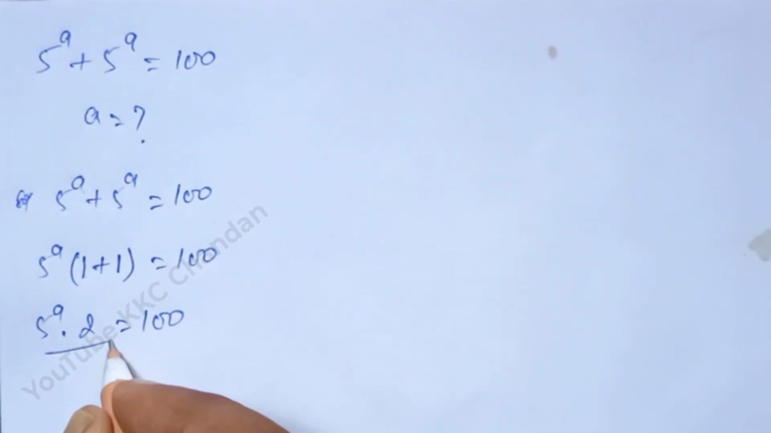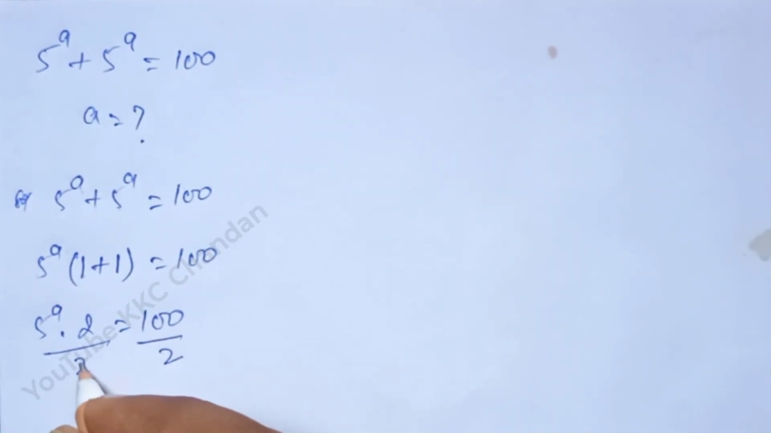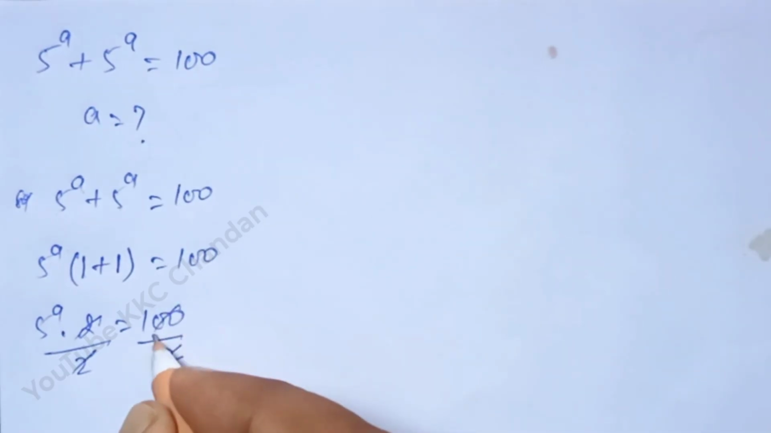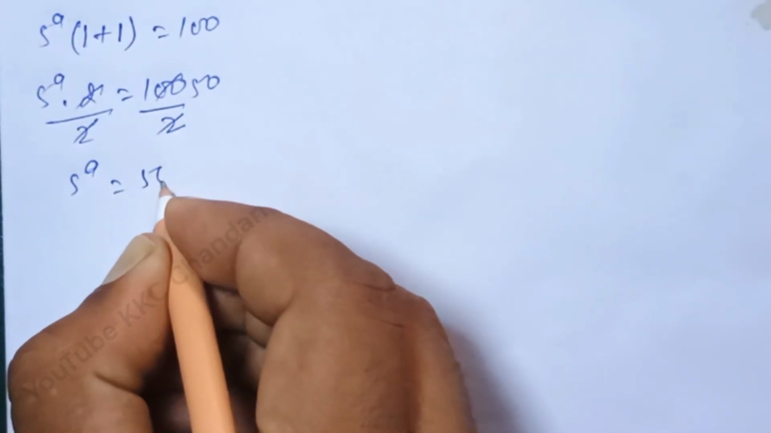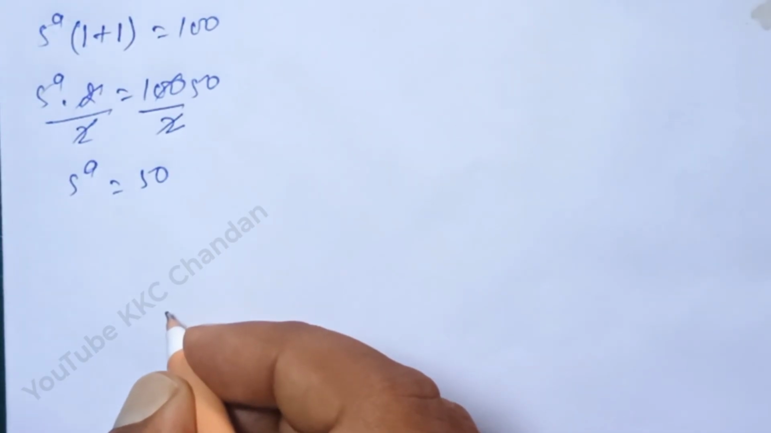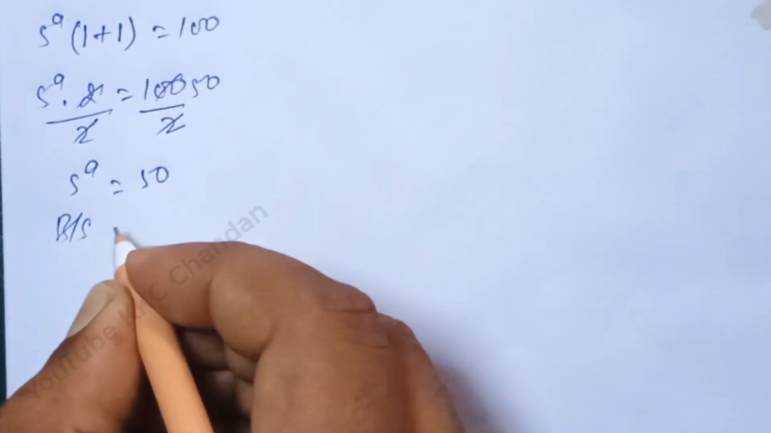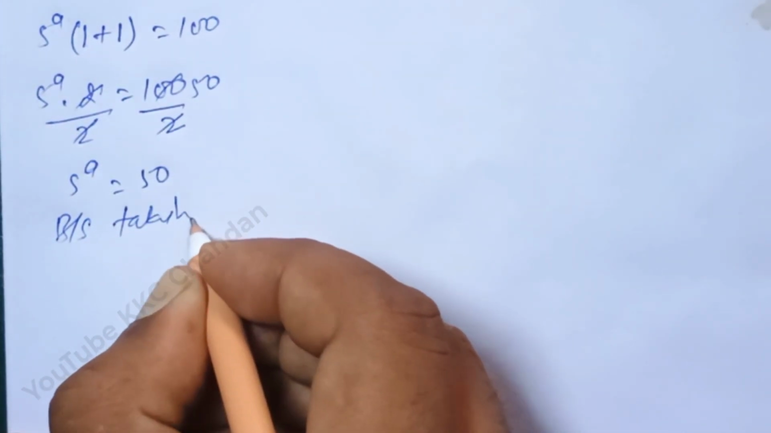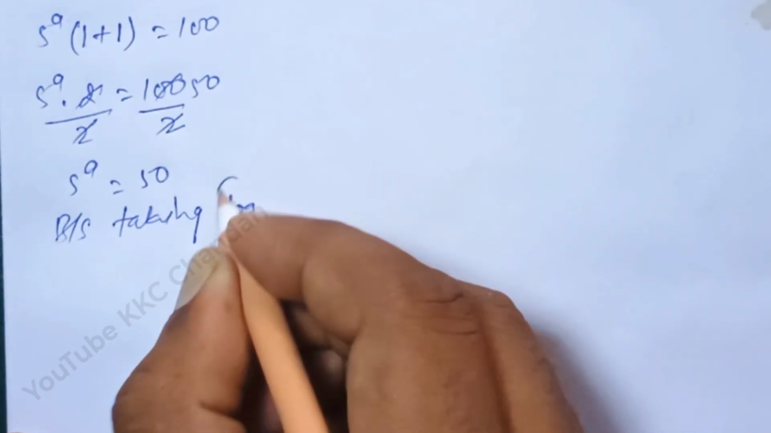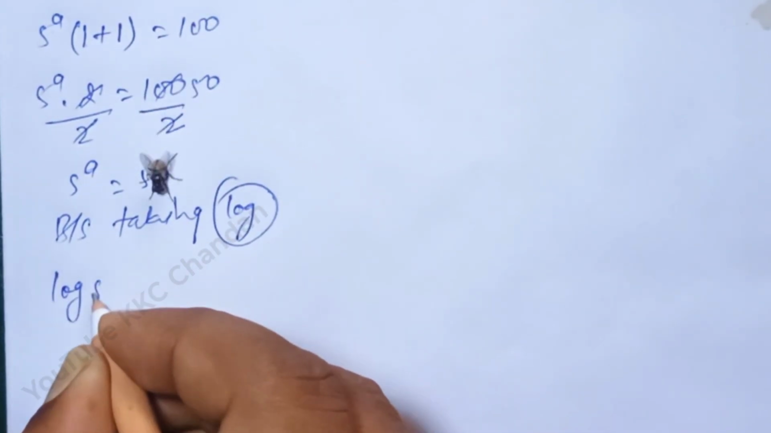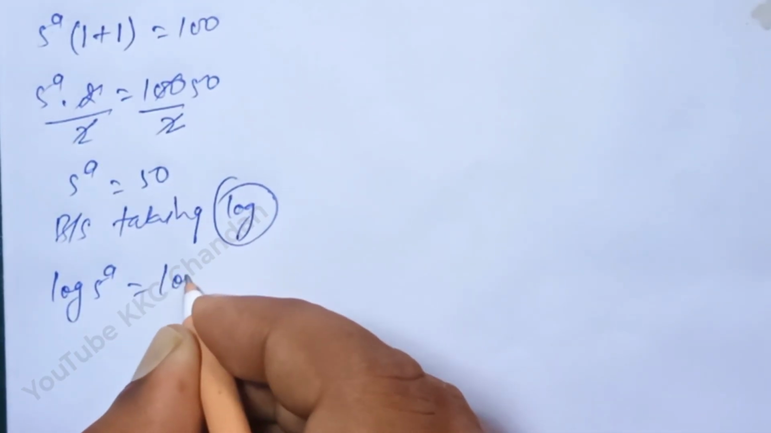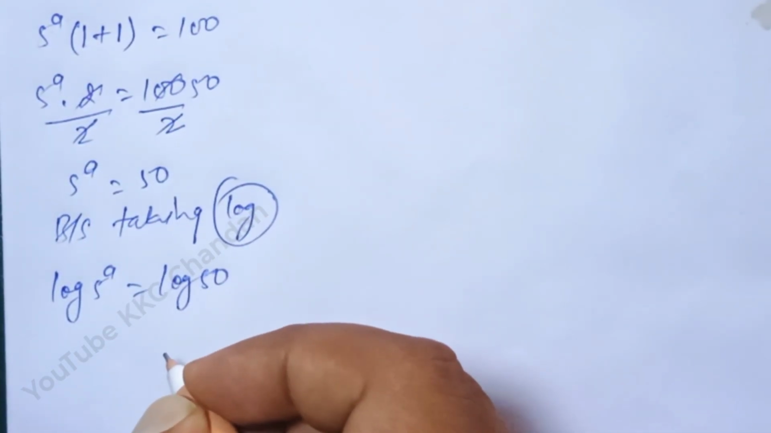Both sides divided by 2. The 2s cancel, giving 50. Therefore, 5 power A is equal to 50. After that, taking log on both sides, log 5 power A is equal to log 50.